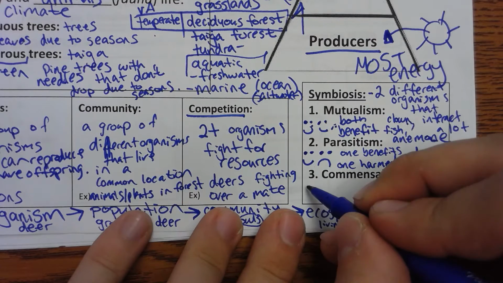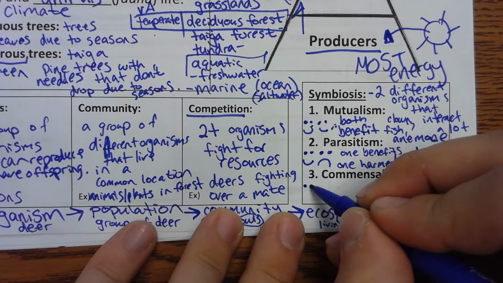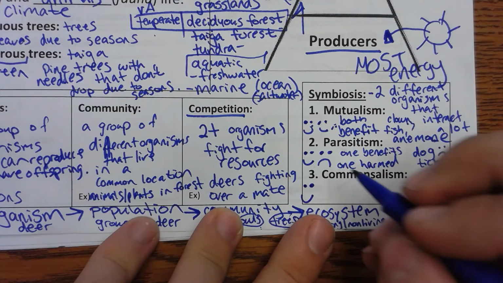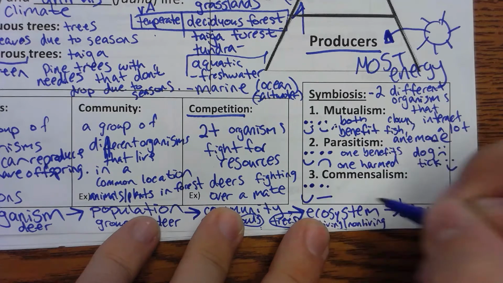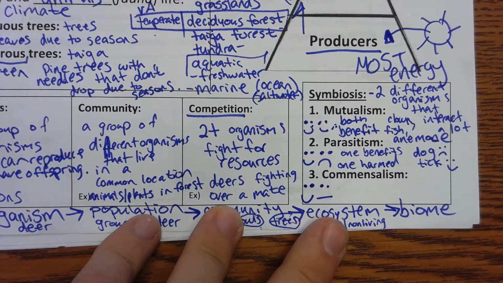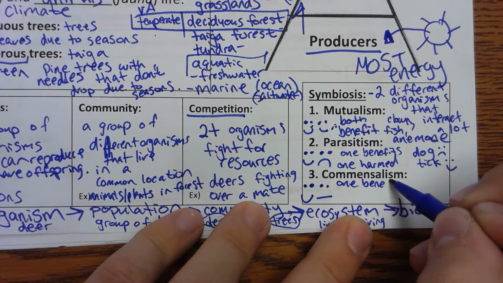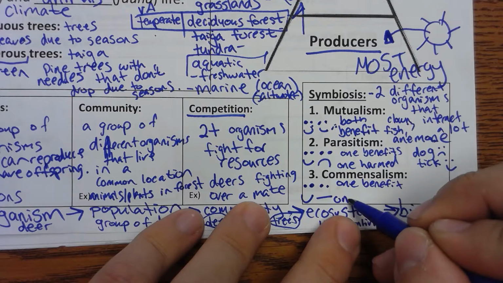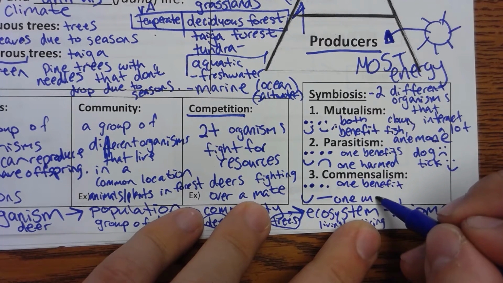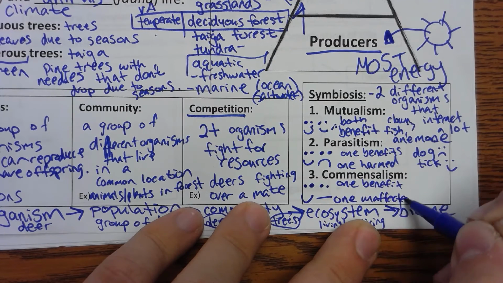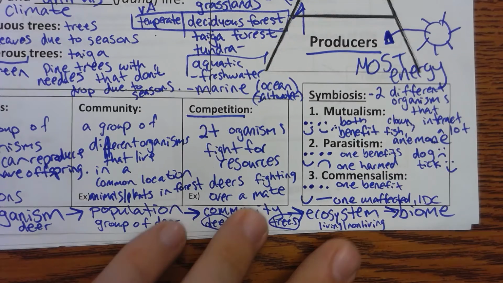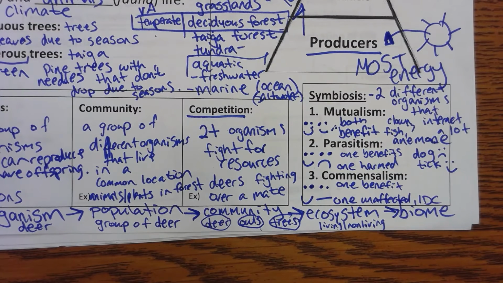Commensalism is when one organism is happy and the other one is Gucci. He doesn't really care. He's not being affected. Okay? So one is being benefited and one is unaffected. He's saying, I don't care. You're not benefiting me. You're not harming me. I'm fine.